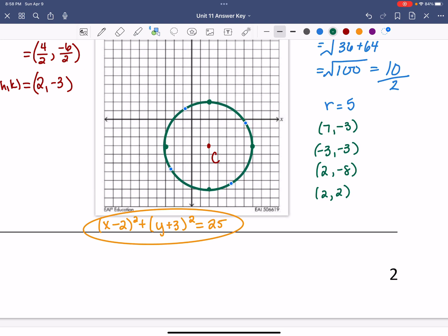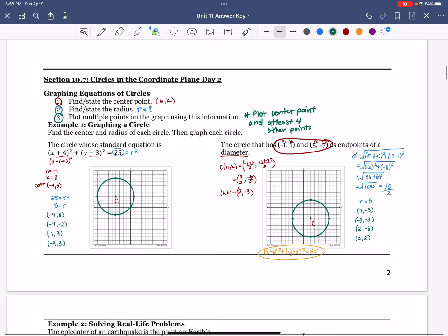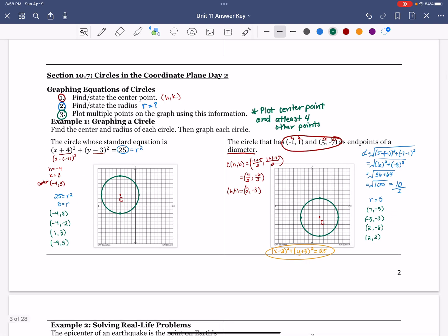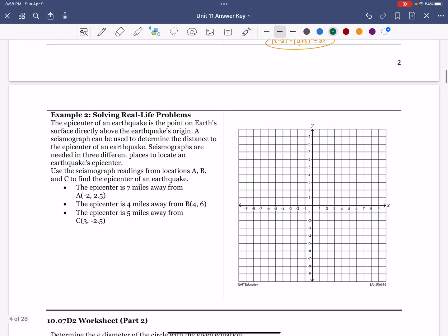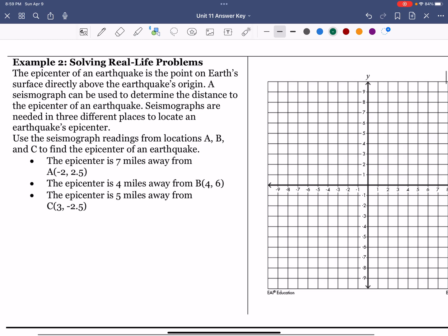So we just saw 2 ways that we'll have to use graphing a circle and 2 different ways to do it. If you flip over to the next page, I have one more example here, and this is actually solving a real life situation using this graphing method and using graphing circles.